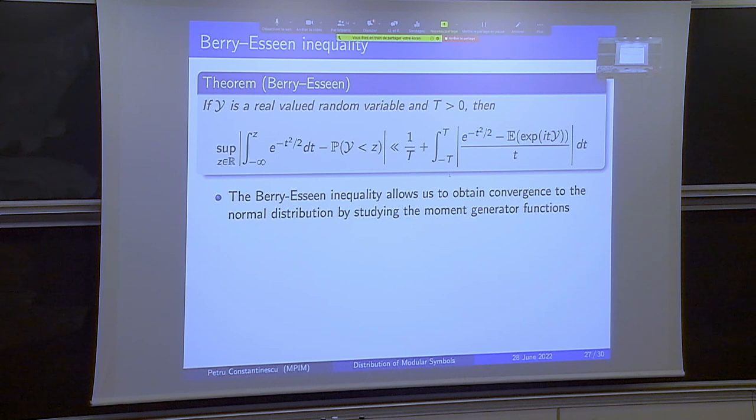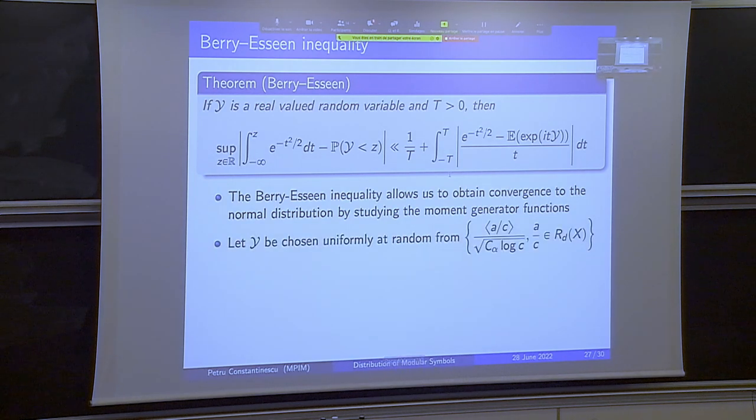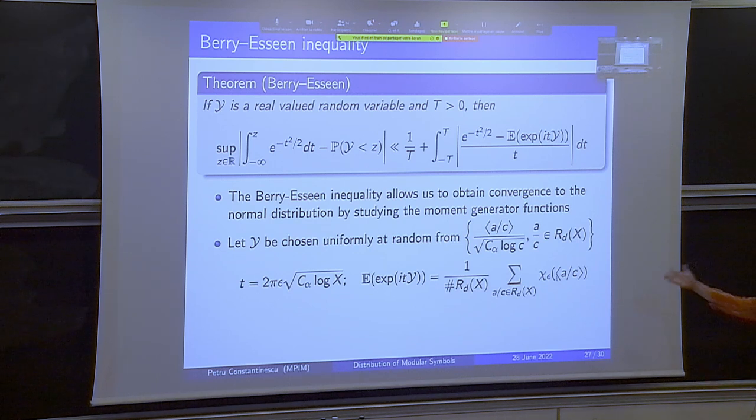OK, this is exactly what I said. And what we want to prove is that these variables are normally distributed. So if you choose y to be this on every set, and if you do a bit of renormalizing, if you take t to be this, then this moment generating function is nothing else but an exponential sum given by this twist of the modular symbols. So we have an exponential sum, just a sum of characters of modular symbols. So we want to study these things.